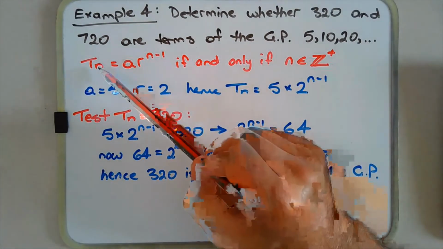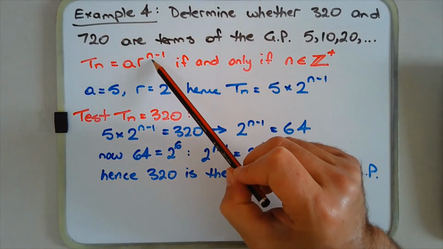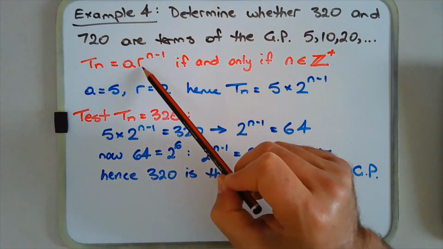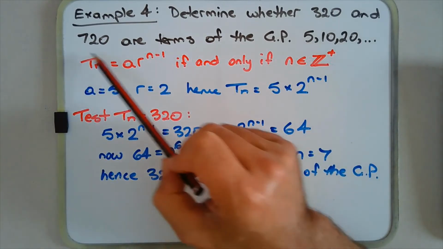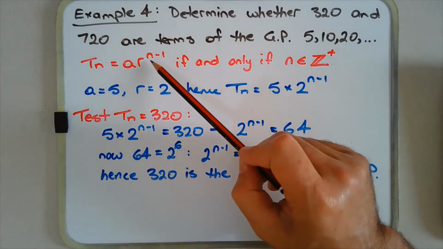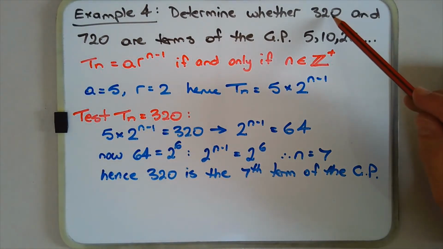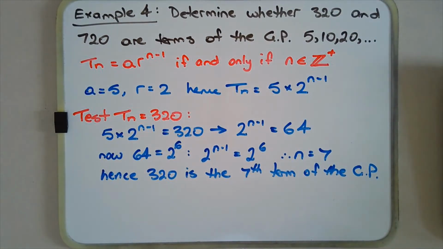Now, if Tn is a part of that GP or part of that sequence, then there will be a positive integer value of n such that AR to the power of n minus 1 will give us that Tn. So we're using this formula in reverse and just solving for n each time. And what we're looking for here is a value of n that is a positive integer that corresponds to the position of the particular value in that sequence. So it doesn't make sense to have a decimal value for n, since position or rank is a whole number.